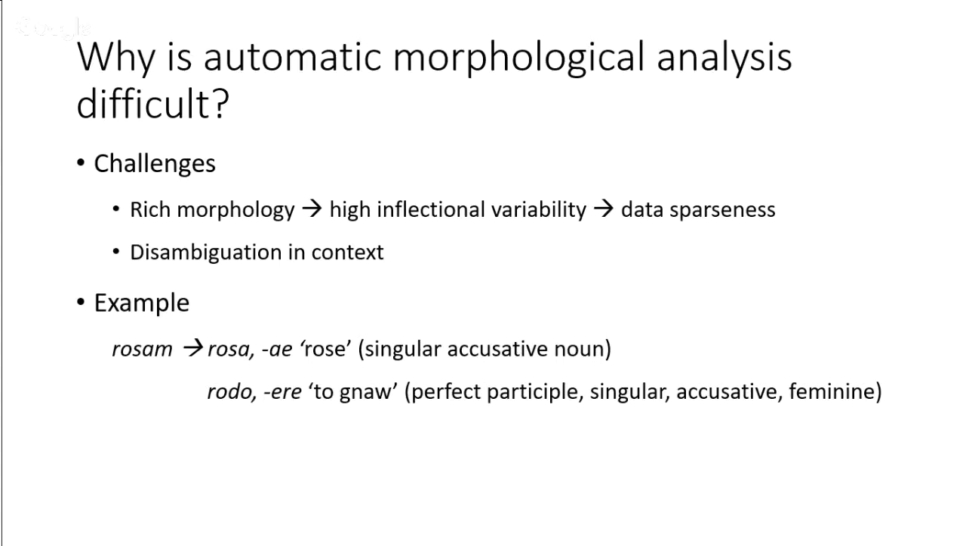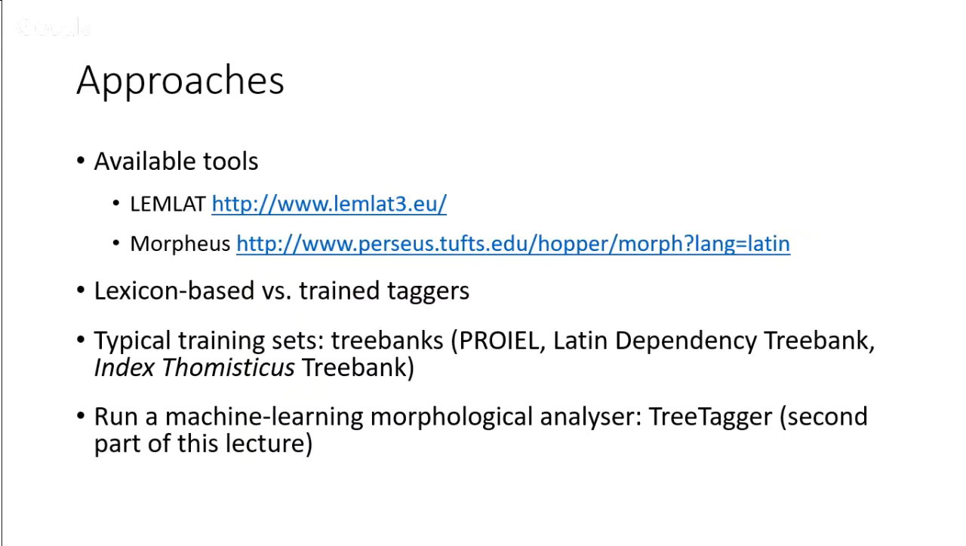So that's why it's not enough to just specify a list of words and their analysis to be able to teach the computer how to do it. It's important that the computer understands the context. And how to go about doing this, at least for Latin? Well, there are some tools available. I've just listed a couple, but there are more for doing morphological analysis.